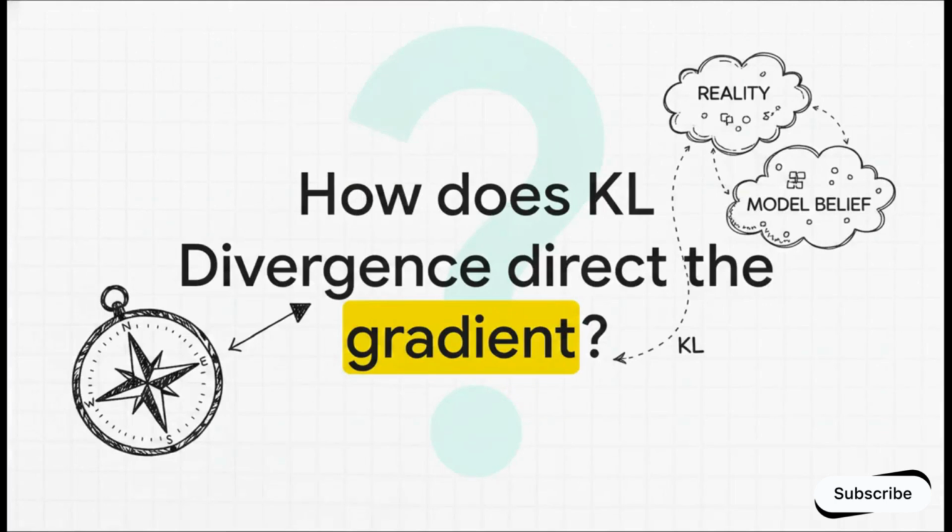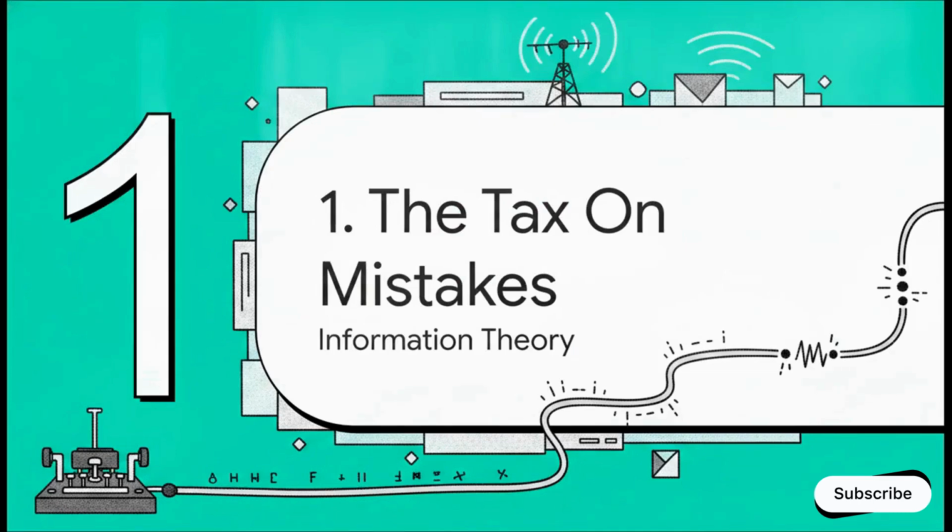You know that gradient we calculated in our last episode on vector Jacobian products? It's a powerful engine, for sure, but it's completely blind. We actually use KL Divergence to tell that gradient exactly which way to point. It acts as the operational compass for our models. But how does it actually do that? How does it measure the distance between what is real and what our model merely believes to be real? Okay, let's dive into this.